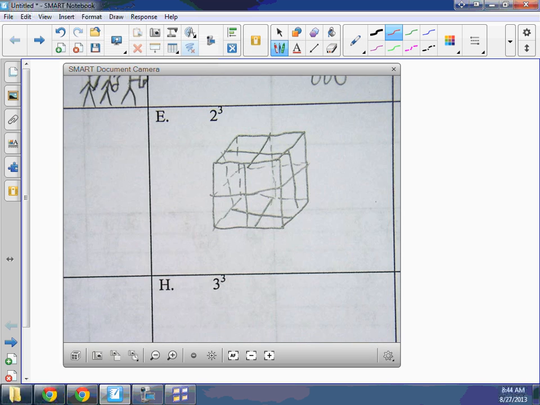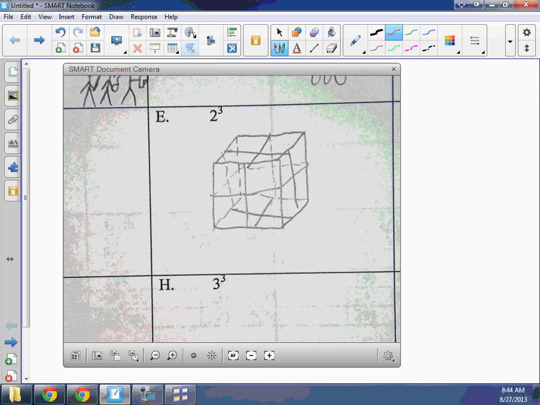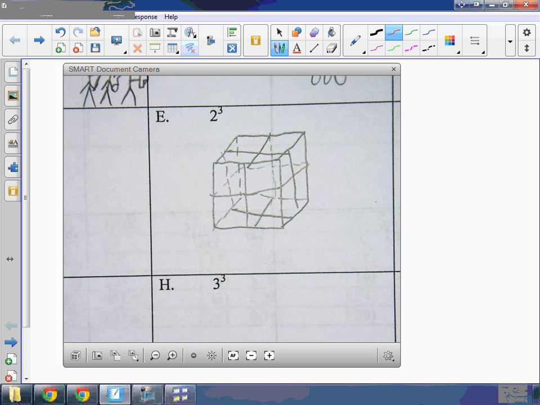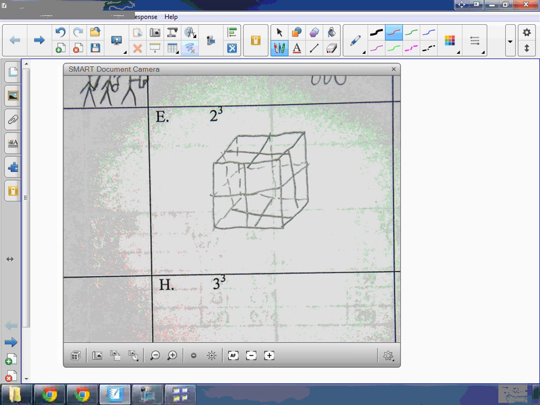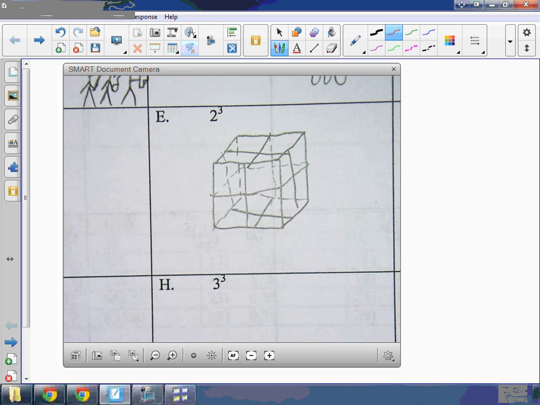What did you do, Tegan? It's a cube. Where did you get the idea of a cube? 2 cubed, right? So can I see the 2 times the 2 times the 2 in this picture?